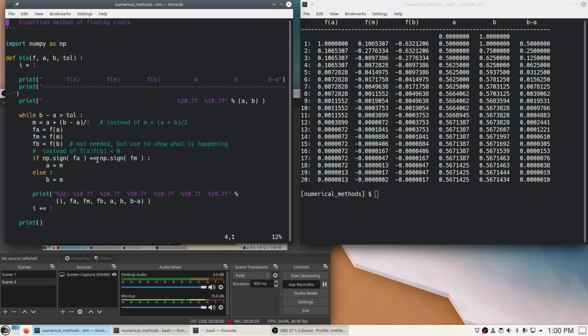Here's where we decide which bracket to move in. So notice I'm getting the sign, and I say if the sign of f of A is equal to the sign of f of M, well, A moves over to wherever M was at. Otherwise, B is the one that moves in. Now, many authors will use this approach right here, because if A and B are on two different sides of the x-axis, then they should have different signs, and therefore their product should be less than 0.